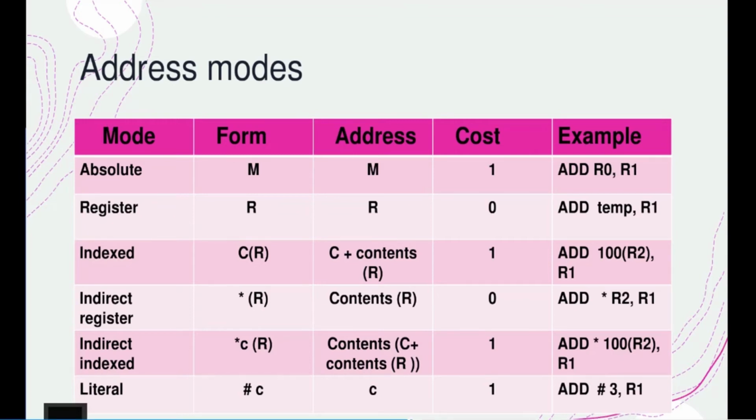And for literal addressing mode, it is of the form hash C. The address is C, and the cost for it is 1. Example is add hash 3 comma R1. That is, we are adding a constant to the value stored in the register. These are the various kinds of addressing modes and the associated costs, where M represents the operands that are stored in memory and R represents the operands that are maintained in registers.